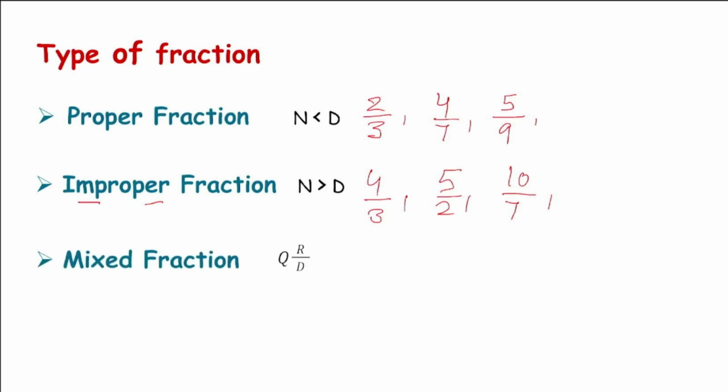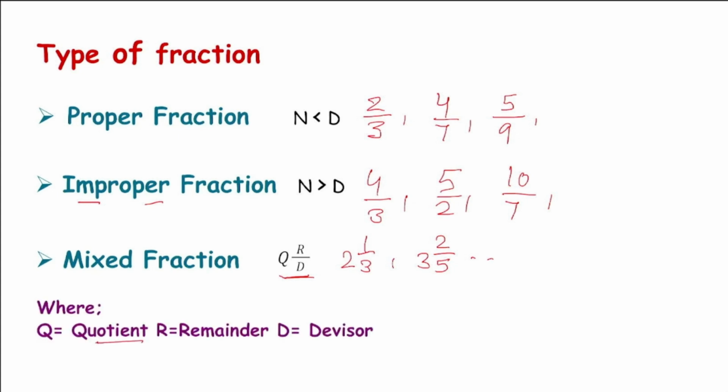Next is mixed fraction, where the fraction is written in the form of Q R by D. For example, 2 1 by 3, 3 2 by 5 and so on. But what are Q, R and D in this? Q is known as quotient, R is remainder and D is divisor.